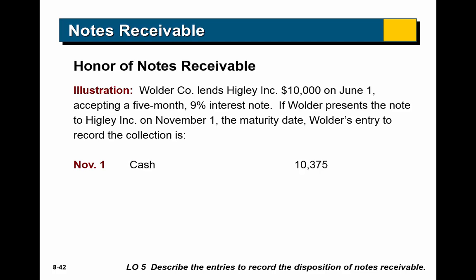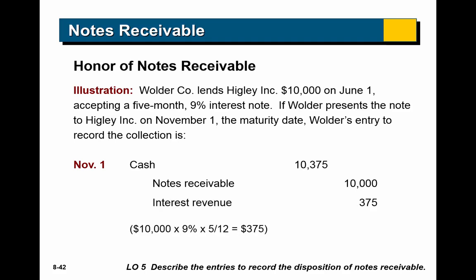Our cash will go up by $10,375. That's the $10,000 principal plus $375 in interest that we calculated by multiplying 10,000 times 9% times 5/12. Our notes receivable will go away, right? That asset, notes receivable, is gone, $10,000, and our interest revenue, the $375, gets recorded. So that's a standard recording of an honored note.